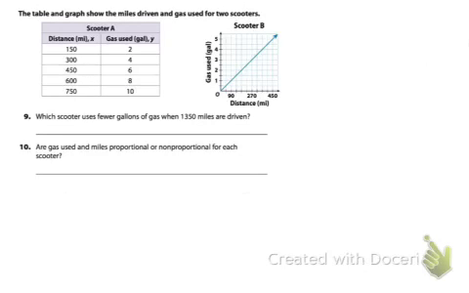Page 435, problems 9 and 10. The table and graph show the miles driven and gas used for two scooters. Which scooter uses fewer gallons of gas when 1,350 miles are driven? We are going to write the equations for these.